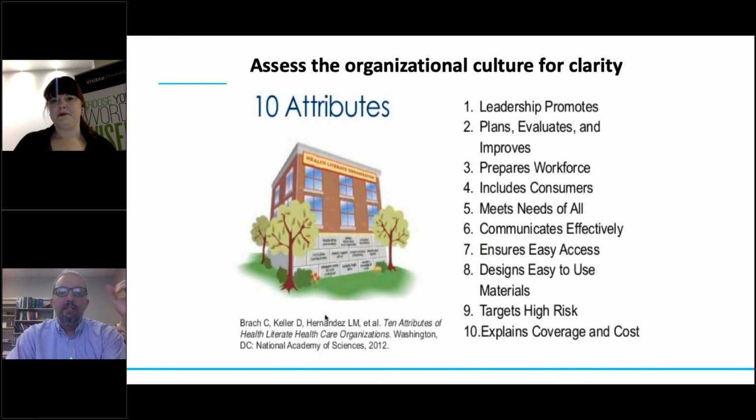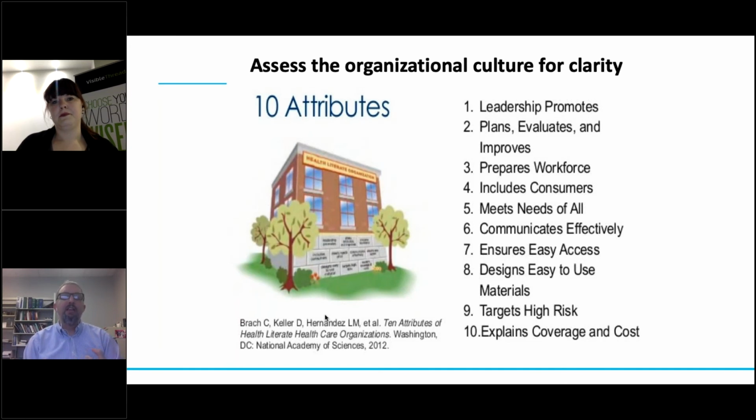Now this is really for health literate organizations, but it applies to all organizations really, but particularly health systems, insurers, and those types of things. And this is nothing new. The National Academies of Sciences, again, I'm on the roundtable, but I was not at the time, has a report on the 10 attributes of health literate organizations. And it's really good on talking about each one of these 10 things.